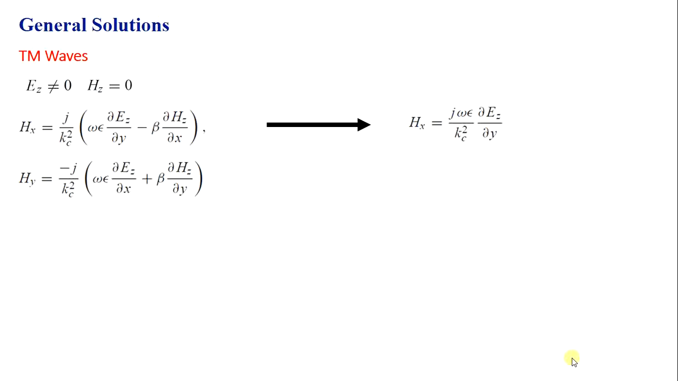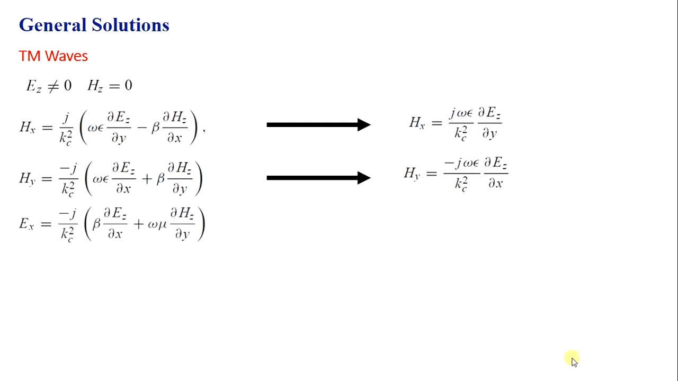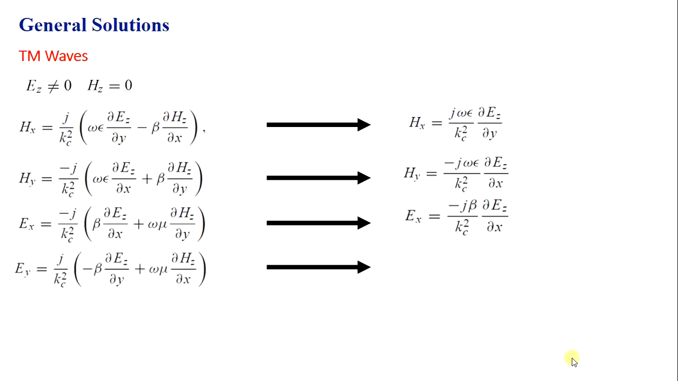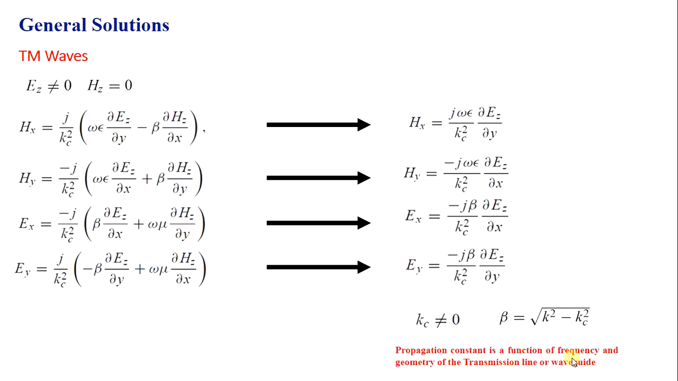In the equation of Hy, if we put Hz equal to 0, we get Hy in TM mode equal to minus j omega epsilon upon kc square ∂Ez/∂x. In the equation of Ex, if we put Hz equal to 0, we get Ex in TM mode equal to minus j beta upon kc square ∂Ez/∂x. Similarly, for the Ey equation, we get Ey equal to minus j beta upon kc square ∂Ez/∂y, where kc is not equal to 0 and beta is equal to under root of k square minus kc square.